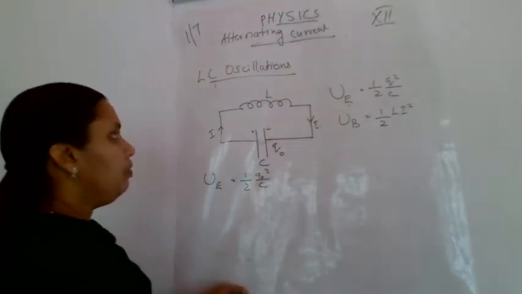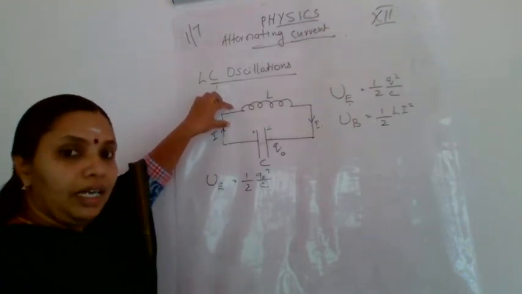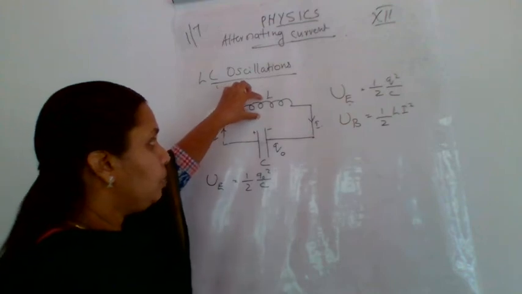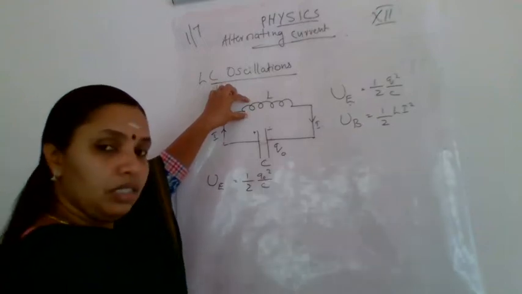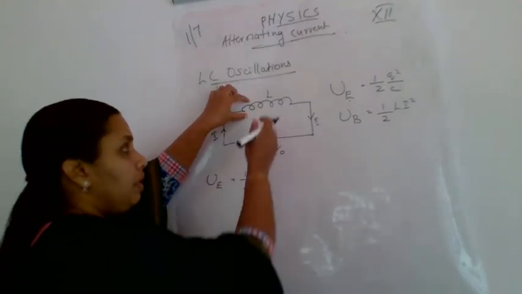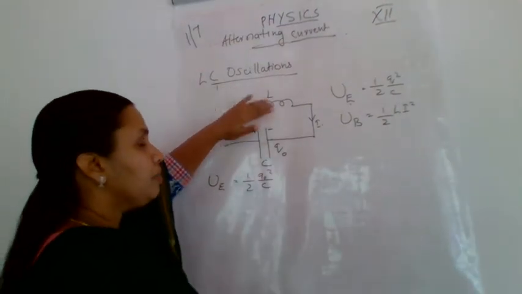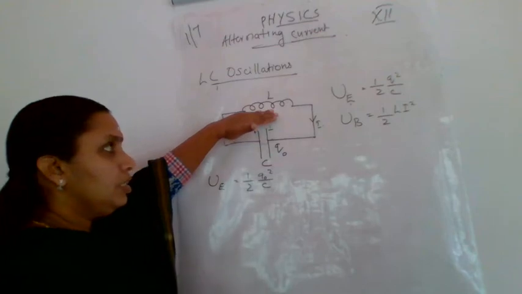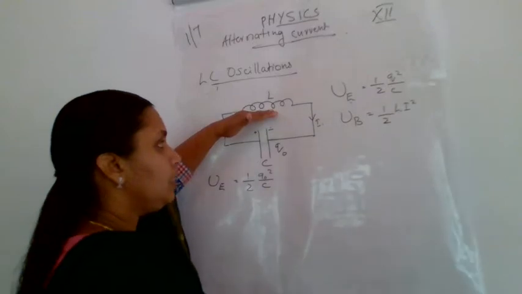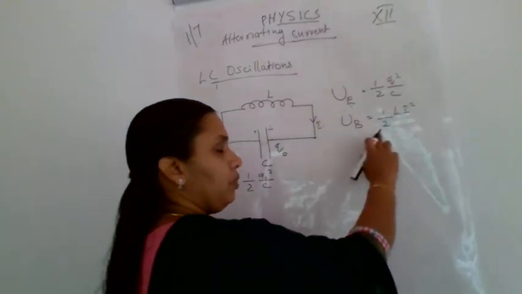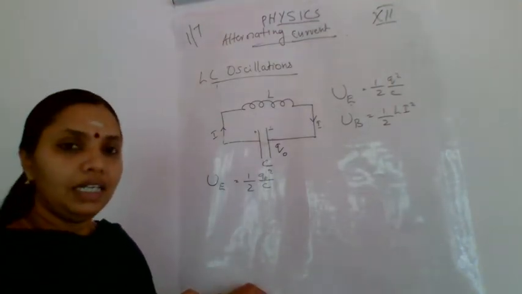We know that when current passes through a conductor, around it there will be a magnetic field. So what happened to this inductor? The flux associated with this inductor starts changing. So there will be an induced EMF, a back EMF produced across the inductor, and energy starts storing in the inductor, isn't it? So what will be the energy stored across the inductor? Energy stored across the inductor is half L I squared, where L is the inductance and I is the current.